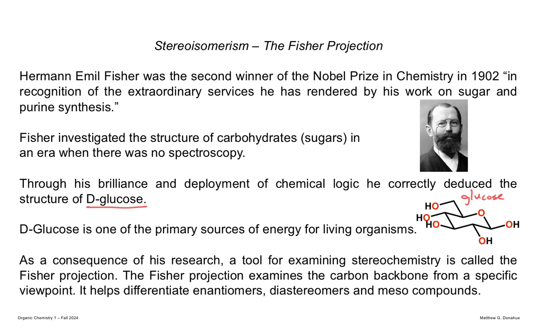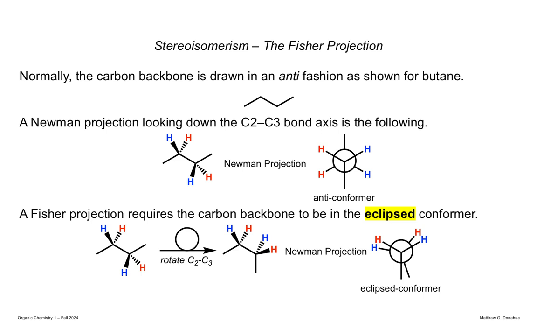So this has 1, 2, 3, 4, 5 stereocenters. So Fisher was the first human being to walk this planet that assigned that exact structure, and he got it right for those stereocenters. And he developed this tool of the Fisher projection to help figure that out. So I need to do some arranging here.